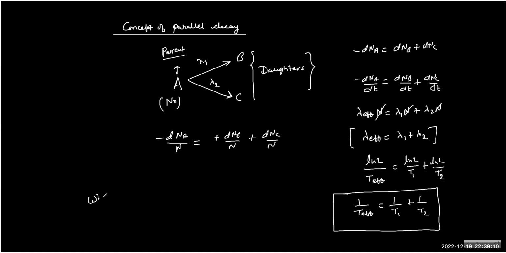So where T effective is what? Half-life of parent. Now what is interesting is that half-life is not equal to the half-life of daughters. It is rather the inverse of half-life of parent is the sum of the inverse of half-life of daughters. So here I have taken 2, you can extend for 3, 4, 5 or infinity. So it is like a reduced mass formula.